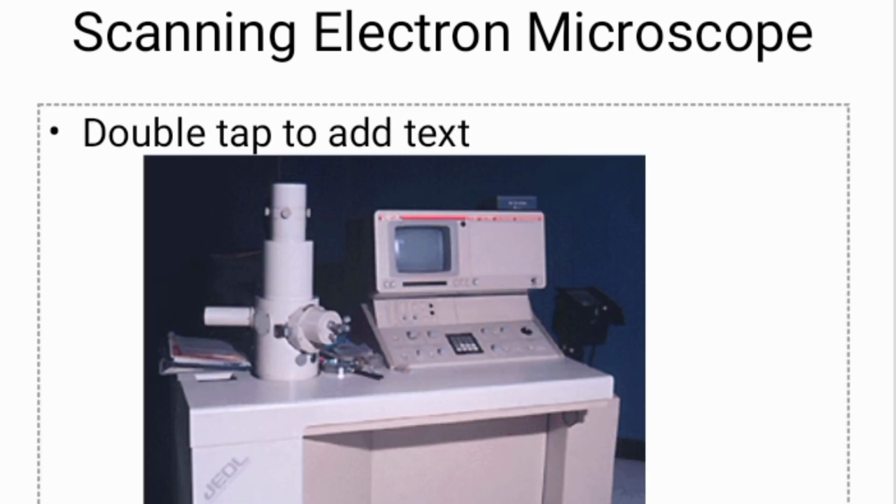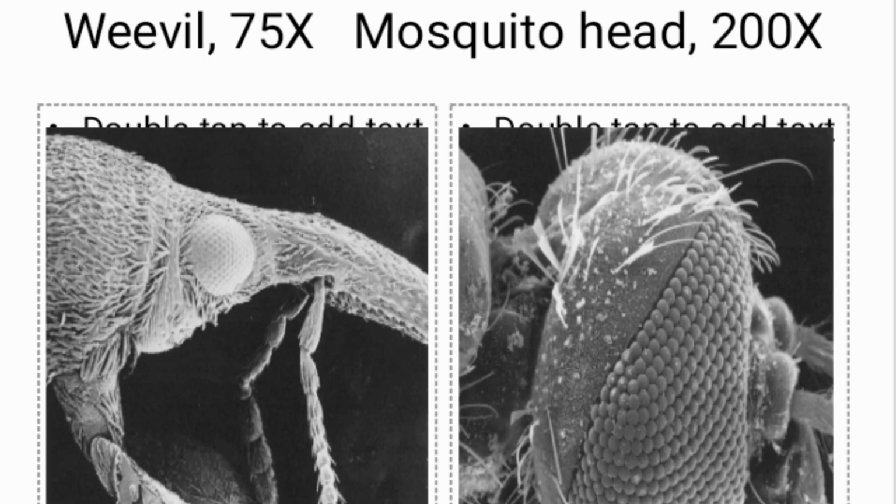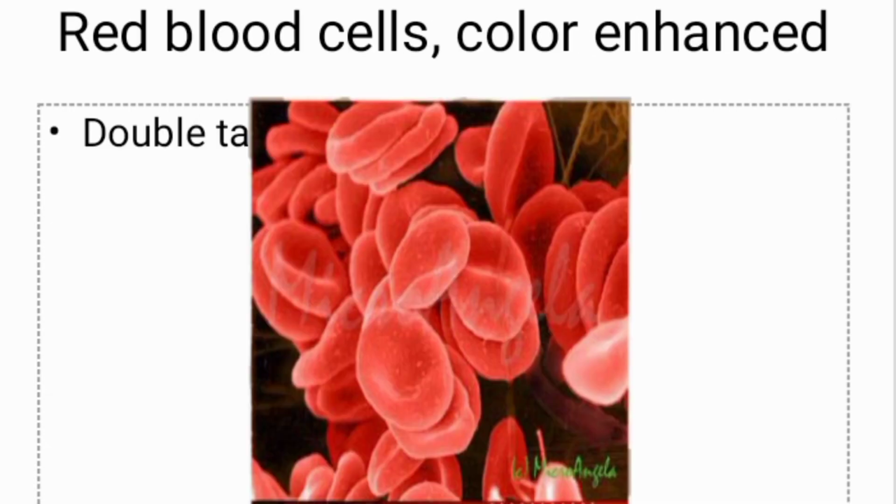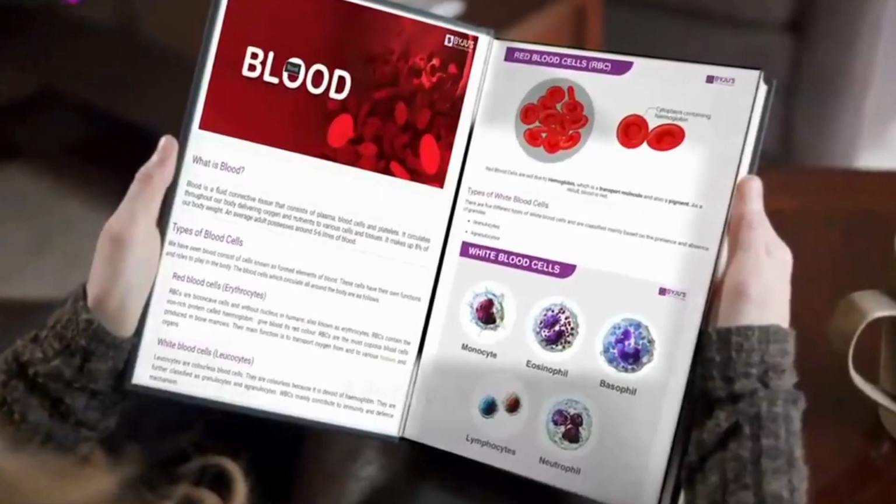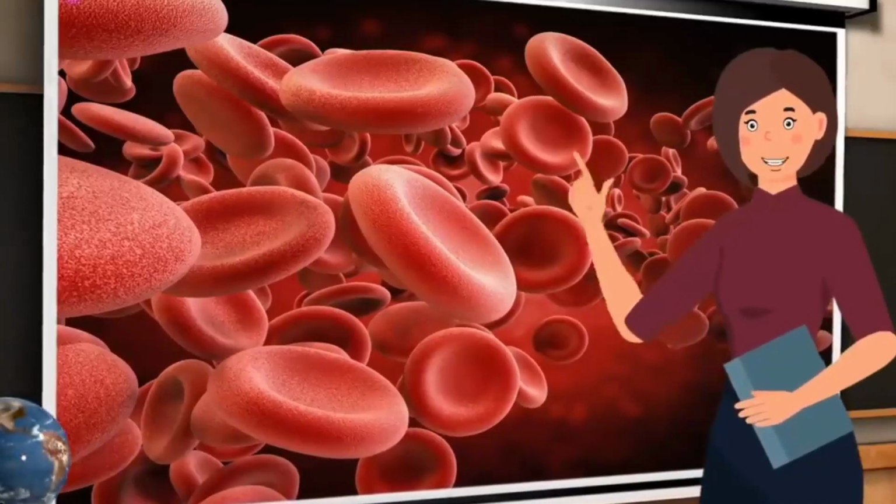This is a picture of a scanning electron microscope. You can see the image of a mosquito head up to 200 times. This is a mosquito head under a scanning electron microscope. You can also see red blood cells, color enhanced. You can also see how magnified the red blood cells are.